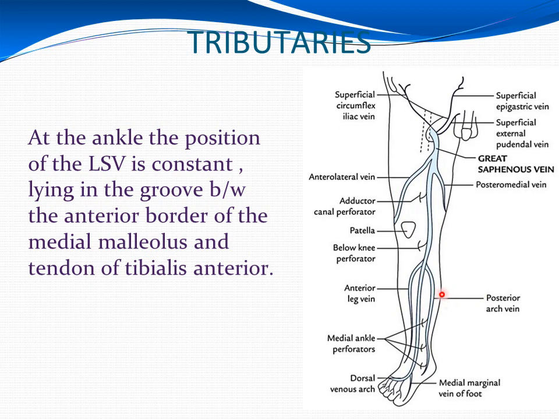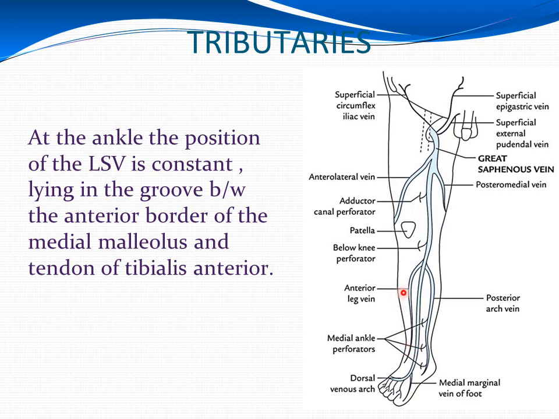Number 1, we have the posterior arch vein. This is below the knee. It collects the blood from the posterior medial aspect of the calf. Calf region is nothing but the back of the leg. It consists of a series of venous arcades or venous channels connecting the 3 medial ankle perforators.